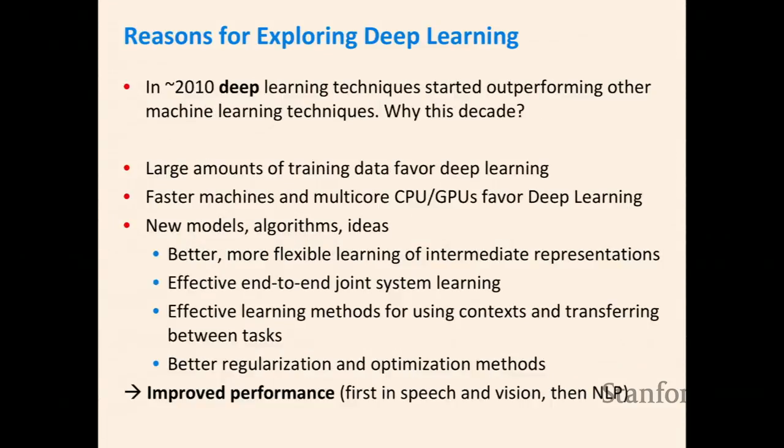So why has this happened? And this is about as much of the history we will do in the class, but it's kind of interesting to at least mention it. So in 2010, deep learning techniques started outperforming a lot of the traditional machine learning techniques, and there are really three major reasons of why that was the case.